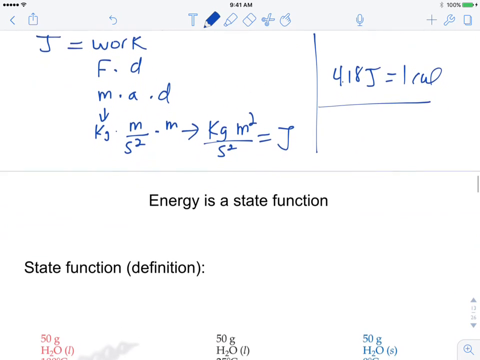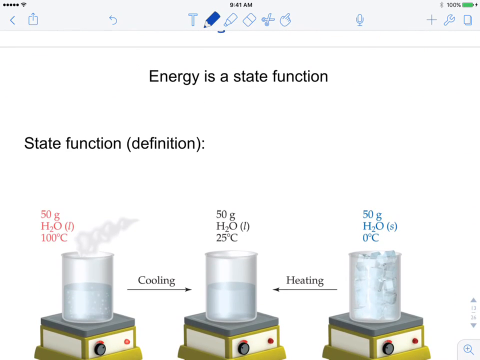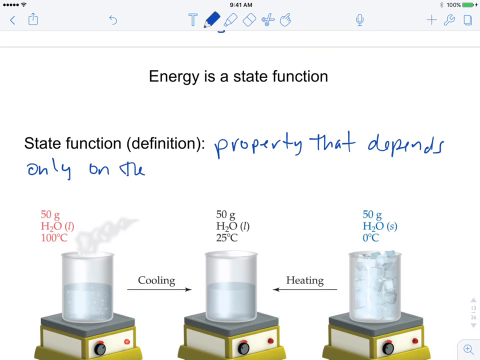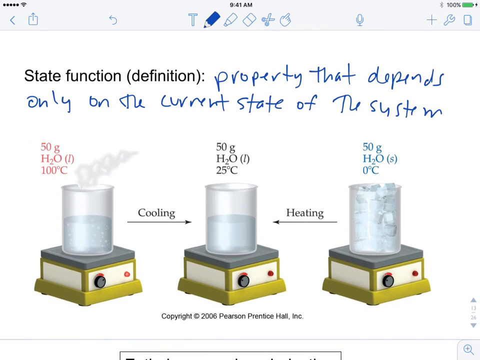Now energy is something called a state function. And a state function is defined as a property that depends only on the current state of the system. So take, for example, you walk into a room and there is this 50 grams of water sitting in a beaker at 25 degrees Celsius. And I ask you, how did it get there?